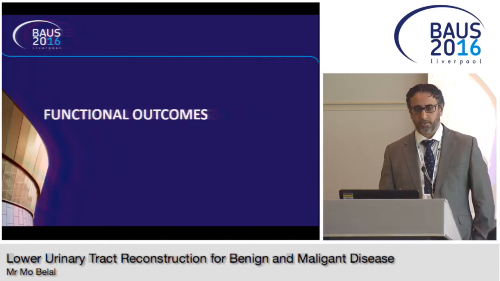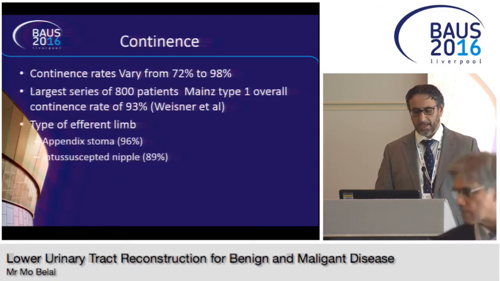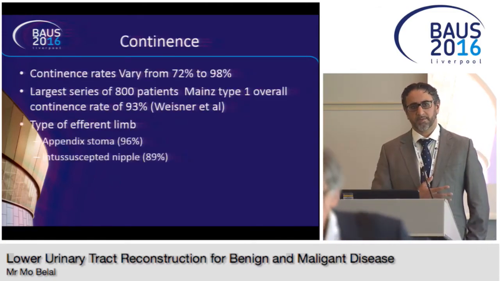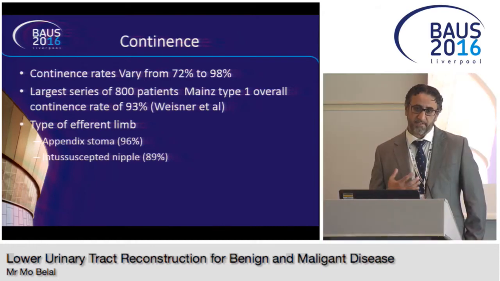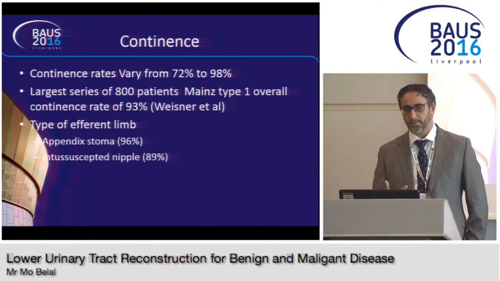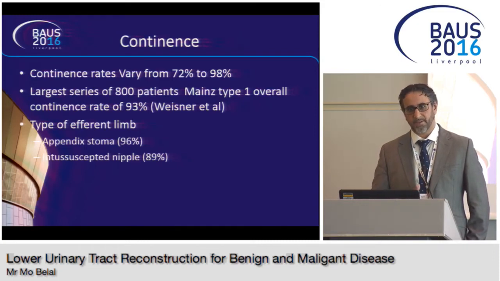So let's just talk about continence. In terms of continence, there's a big variation in terms of success. And the largest series of 800 patients with the Mainz 1 pouch suggested a very high continence rate of 93%. What they did find was that if you use the appendix as a stoma, you tend to have a higher continence rate than if you used an intussuscepted nipple.